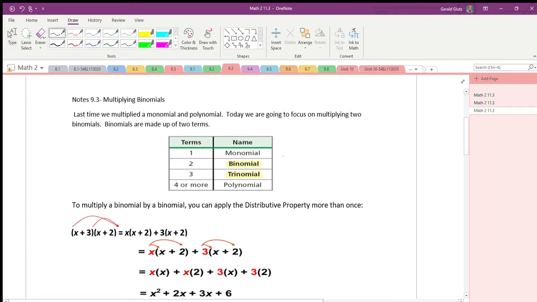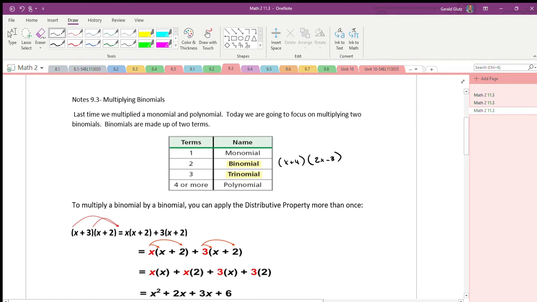When I say binomial, like x plus 4 is a binomial, because we have two different terms being separated by addition or subtraction. If I'm multiplying two binomials, that's one binomial. This would be another binomial, like 2x minus 3. So we're going to be multiplying things that look like this.